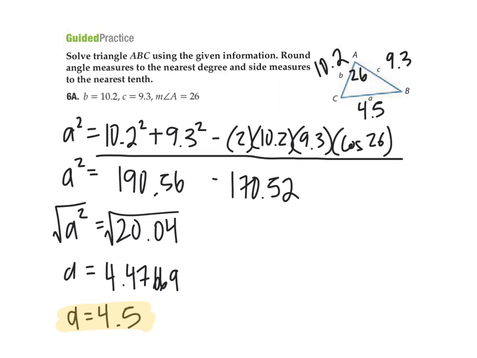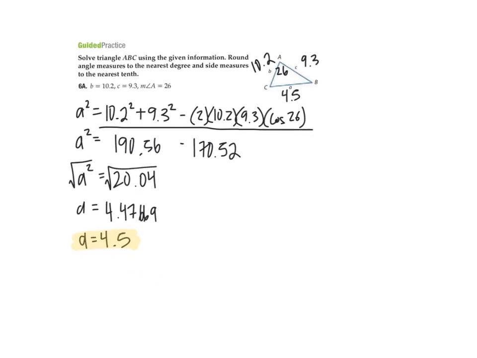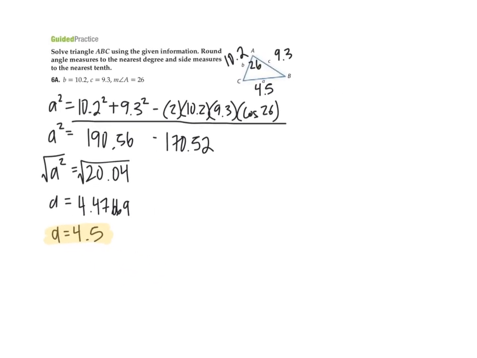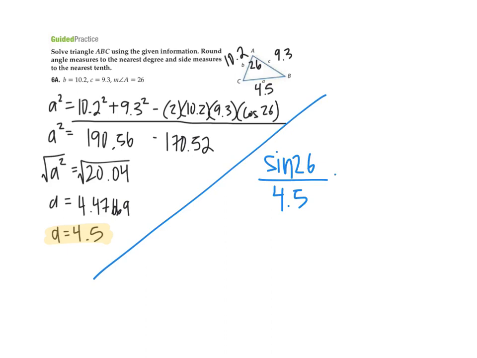Okay, now we have two more things that we need to find. We have to find angle B and angle C. To do that, I have some options. I can either use the law of cosines again. However, law of sines is a little easier for me, so I'm going to go ahead and solve for angle B using the law of sines right now. This is how I would do that. I would say that the sine of 26 over the matching side, which is 4.5, is equal to the sine of angle B over 10.2. That's the law of sines.